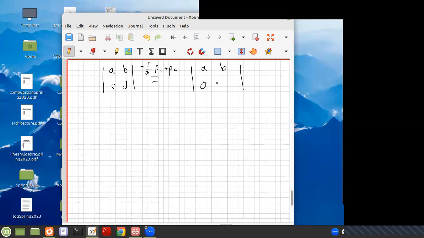And the entry down here is going to be D minus B times C over A.